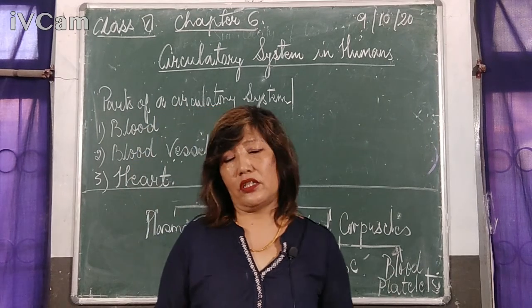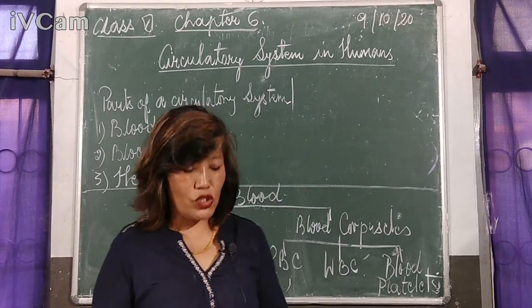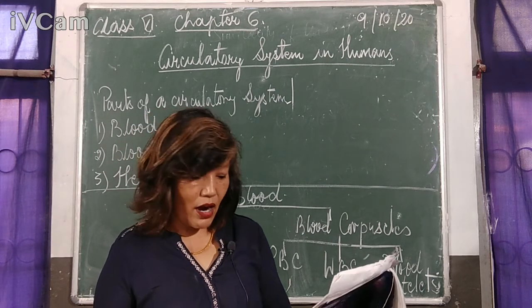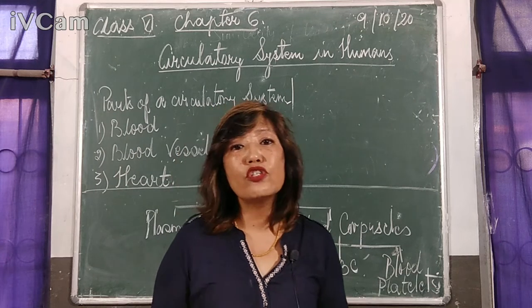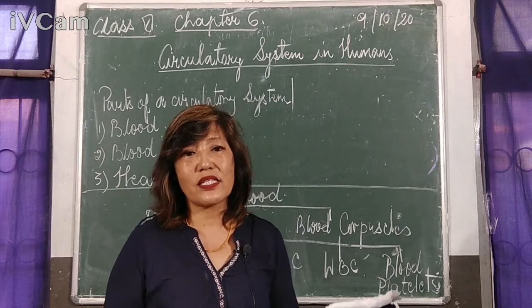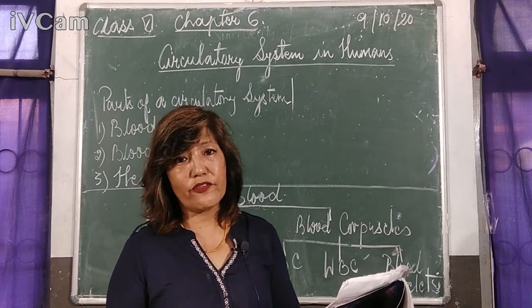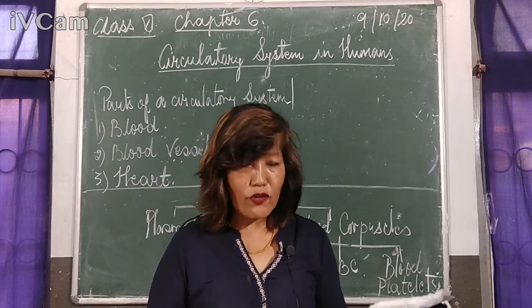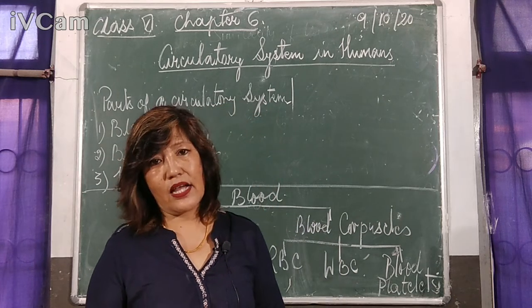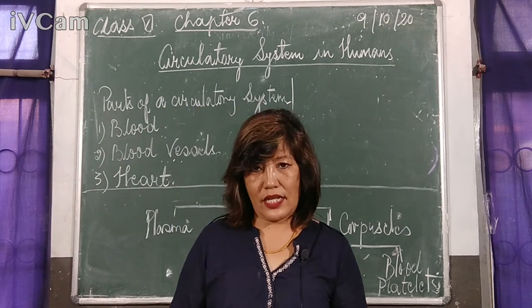Then the functions of all these three blood components are: the function of red blood cells is to transport nutrients and oxygen, the function of white blood cells is to protect the body from diseases or from germs, and the function of blood platelets is blood clotting.